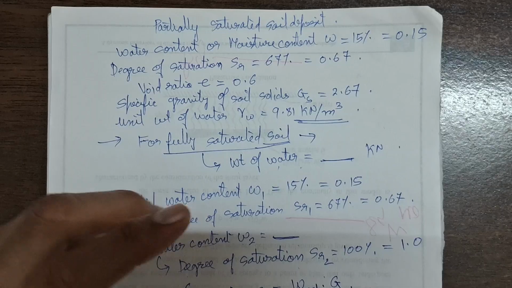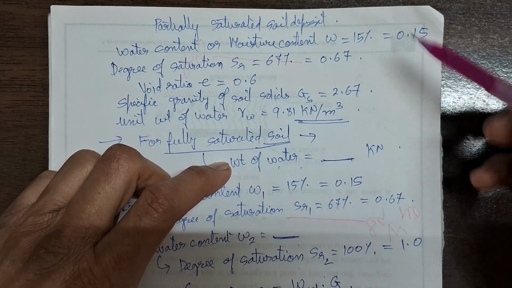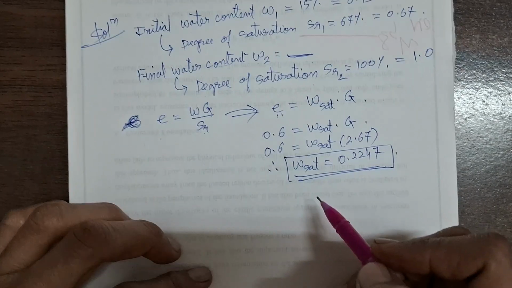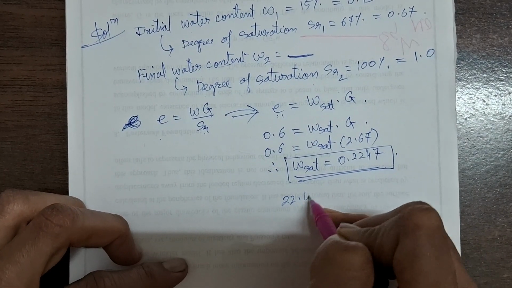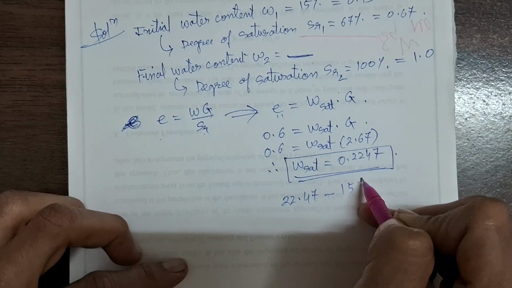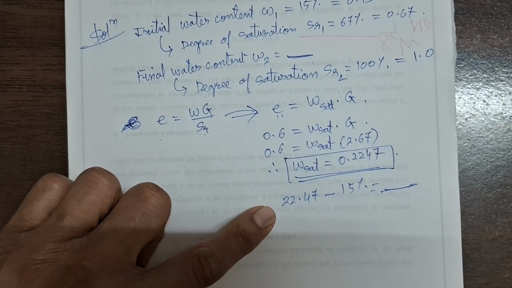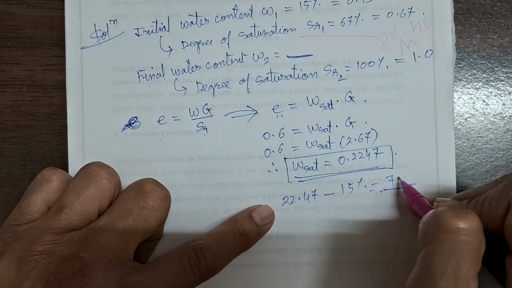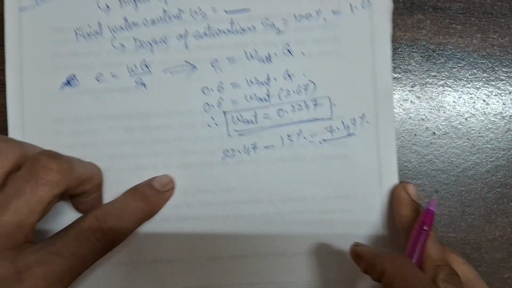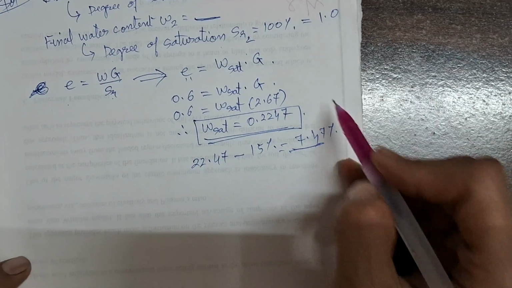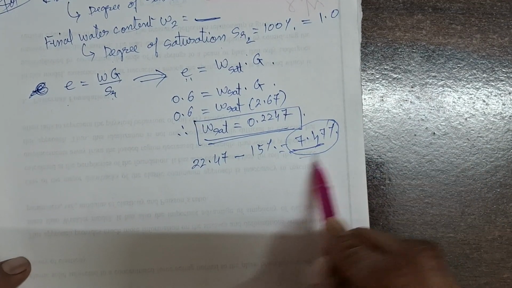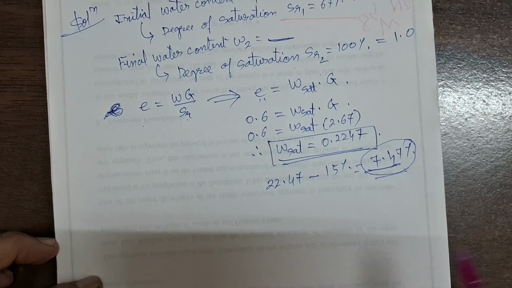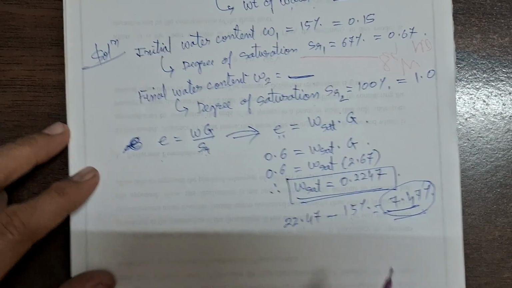How much the water content increased by percentage, we can easily find out. It is 22.47%. If they had asked that simply, we could find 22.47 minus 15, so almost a rise of 7.47% of water content. But they have not asked us this. They have not asked how much rise in water content. Basically they have asked how much the weight of water has increased.